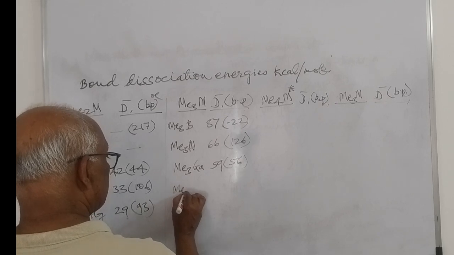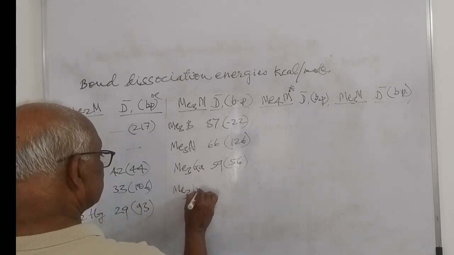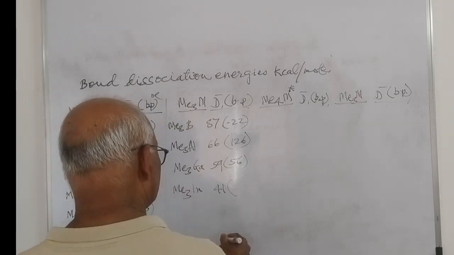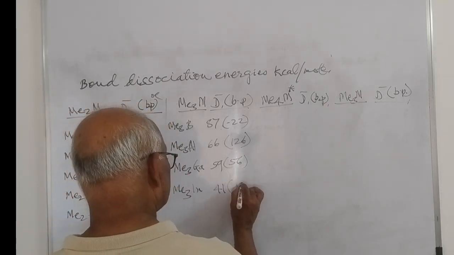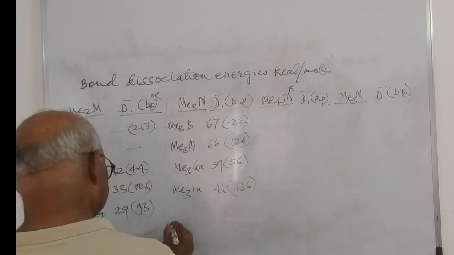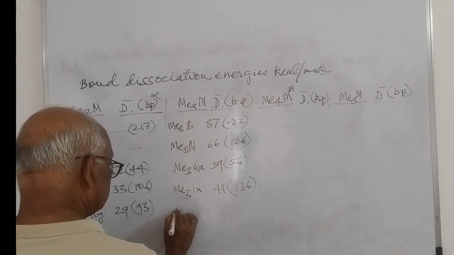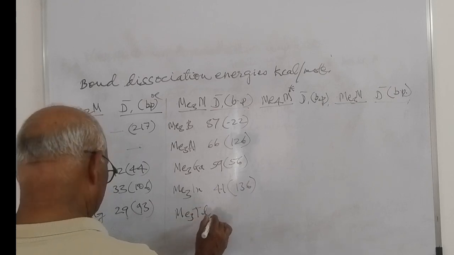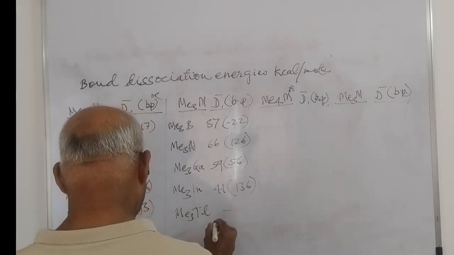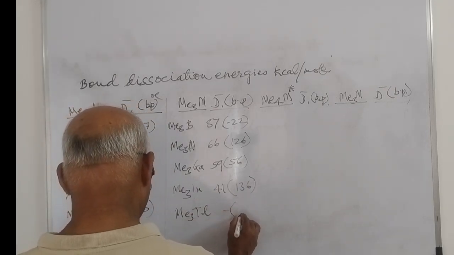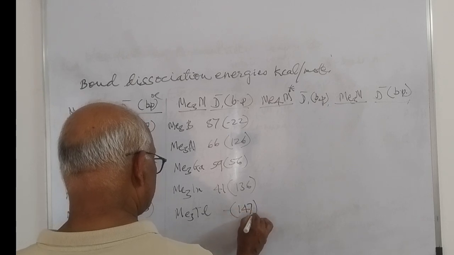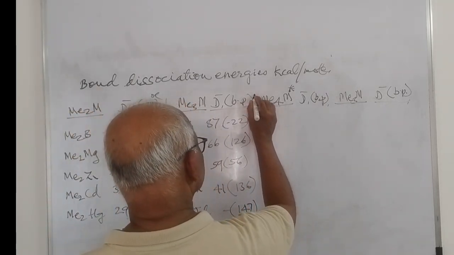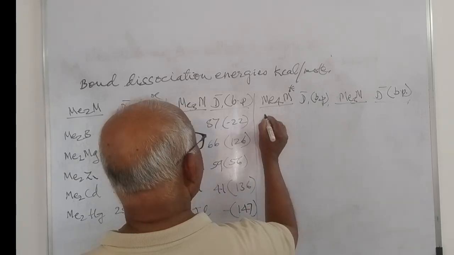Next is Me3In, indium, 41 kilocalories energy of bond dissociation, 136 degrees centigrade boiling point. And last of this is Me3Te, tellurium. So it has no data available of bond dissociation energy, but its boiling point is given 147. Then in this case, the data is like this.